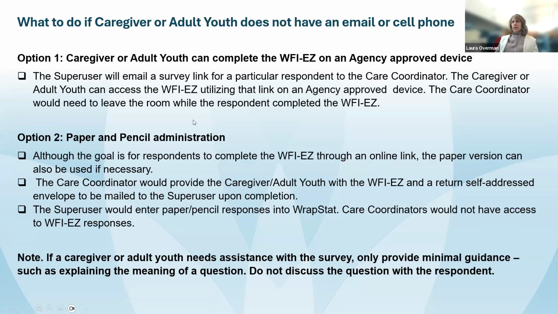And that's what this is about. If they don't have access, as I said, there's the paper pencil version. We do ask that there's no discussion about the items. The Wi-Fi Easy is pretty self-explanatory. There's no jargon. And even if it asks about out-of-home placement, it gives examples of what that means. So we would ask you to just leave the paper pencil version and then instruct them to mail it back when they're completed.